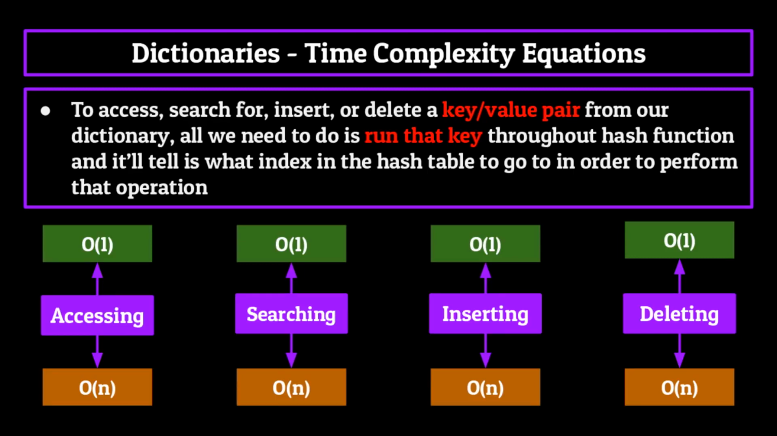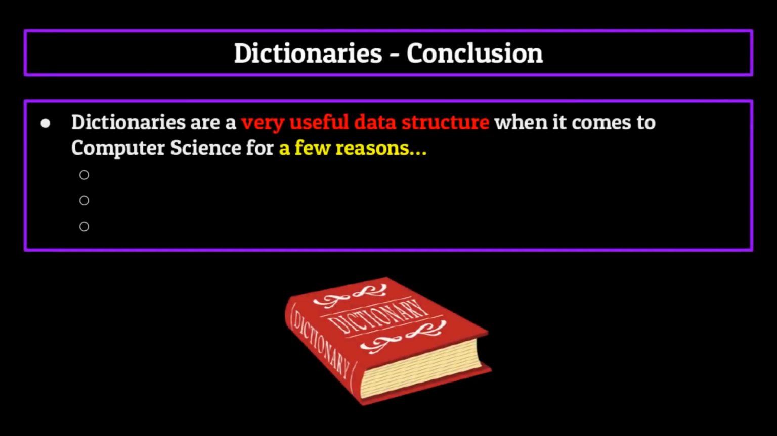There's no time wasted looking through preset indexes because we, the programmer, generate the indexes ourselves, and that's the power of the hash table in the flesh. Overall, dictionaries are a very useful data structure when it comes to computer science for a few reasons. They differ from the rest in quite a few big ways.